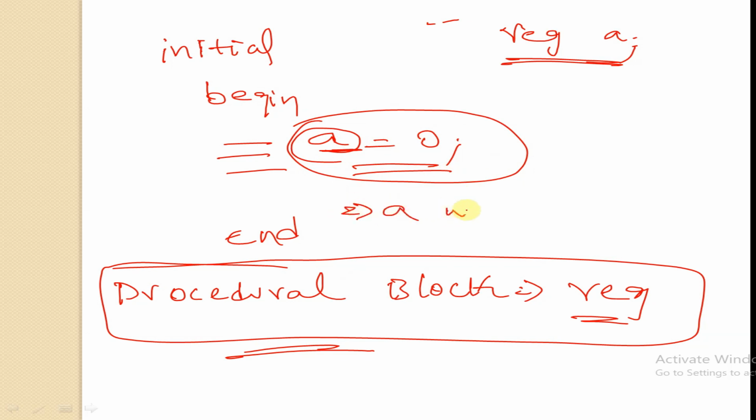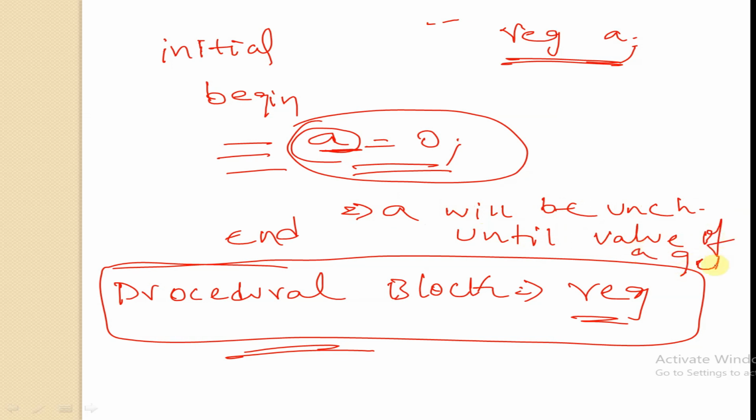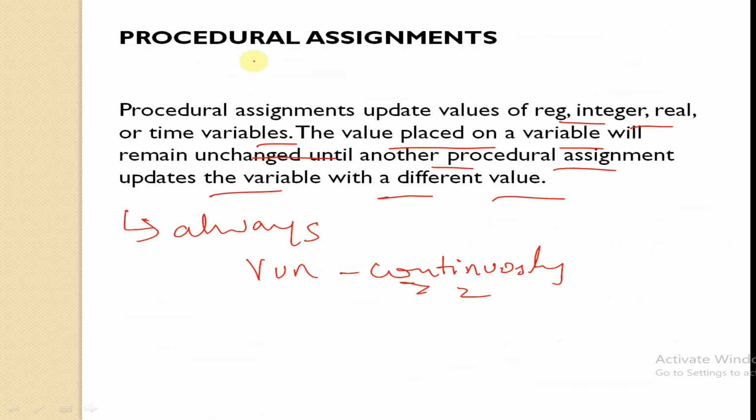So a will be unchanged until the value of a gets changed. So this is the statement which they have written here. The procedural assignments update values of reg, integer, real or time variables. The value placed on a variable will remain unchanged until another procedural assignment updates the variable with a different value.